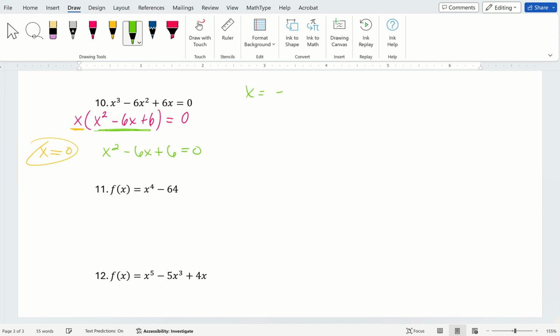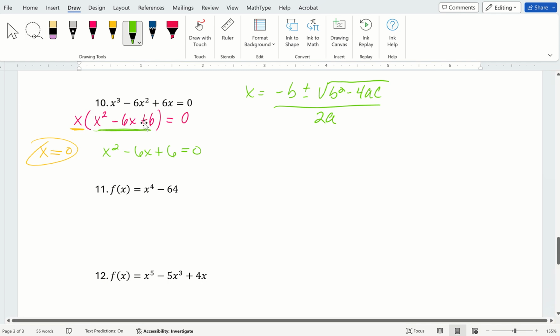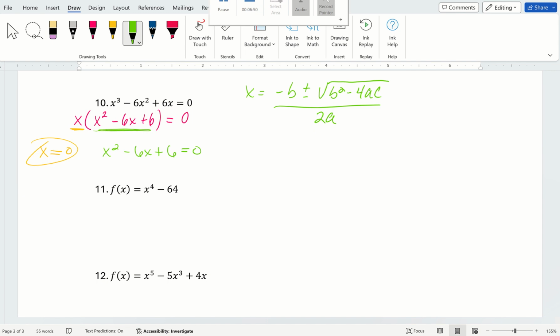So x equals opposite of b plus or minus square root b squared minus 4ac all over 2a. Again, my advice is if you ever get stuck trying to factor one of these quadratics, the quadratic formula works every time. So if you don't know what to do, use the quadratic formula here. Here, a is equal to 1, b is equal to negative 6, c is equal to positive 6. So we'll plug this all in.